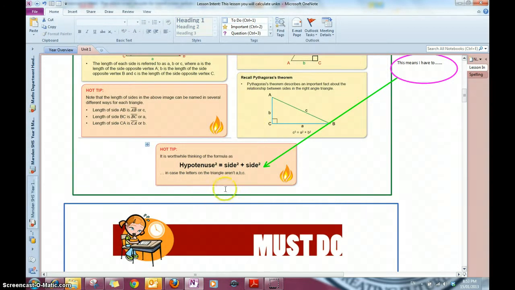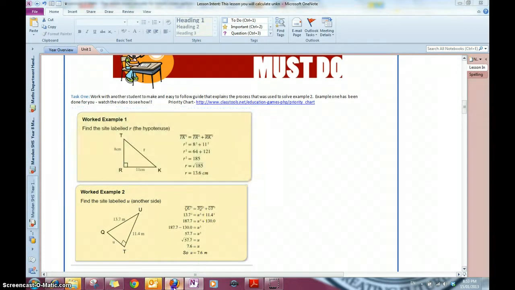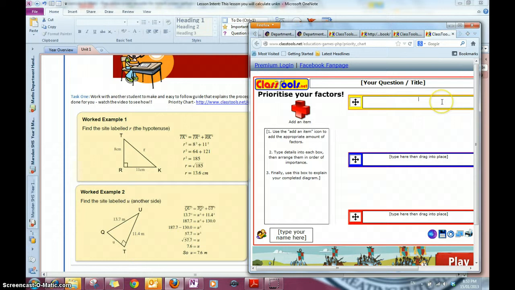So it tells me here hypotenuse squared equals side squared plus side squared. So if I go back down, first thing I need to do is write, we better give him a capital because Pythagoras was a great man, deserves a capital. Write Pythagoras' theorem in the context, now that's a hard word, of the question.